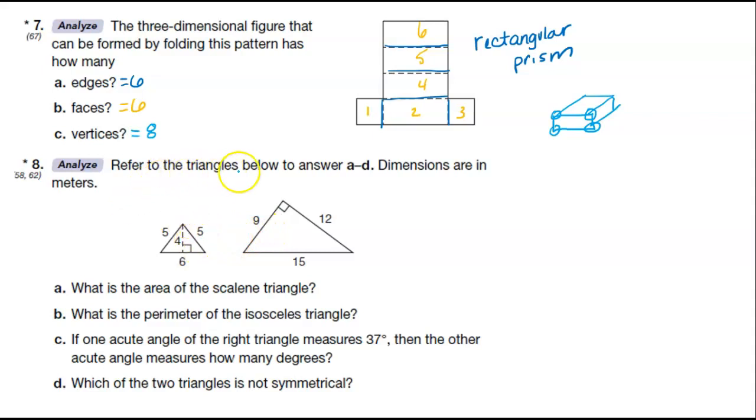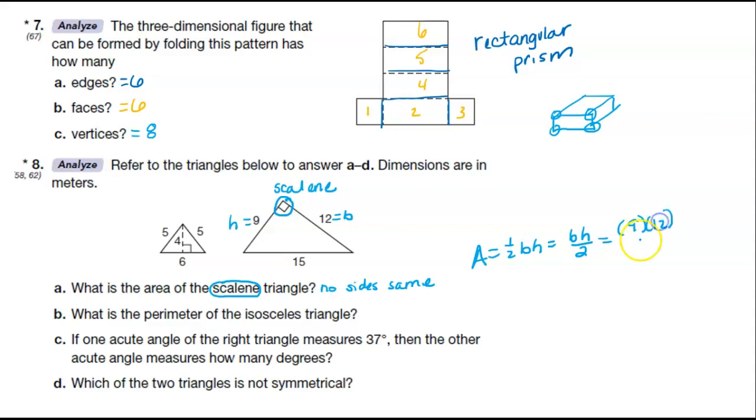All right, number 8, refer to the triangles below. Dimensions are in meters. Okay, what is the area of the scalene triangle? The scalene triangle, no sides are the same. So that would mean this is the scalene on this side. And area is equal to 1/2 base times height, or base times height over 2. We know that the base and the height have to make a 90-degree angle. So I'll make this the base and this the height. We'll plug those in. Divided by 2, and that gives you your answer.